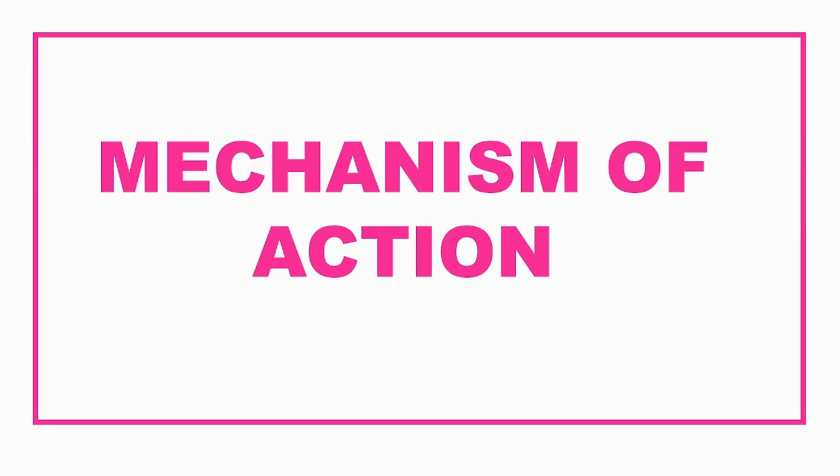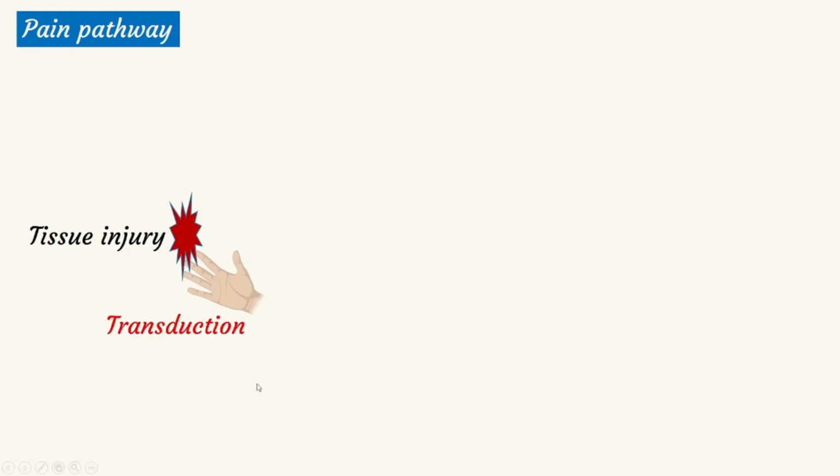Let's talk about the mechanism of action for the opioid. That has exciting information. So to understand that, first we have to understand the pain pathways. So let me break down the pain pathways. In the pain pathways, the first point is tissue injury. The pain pathway can be divided into four steps.